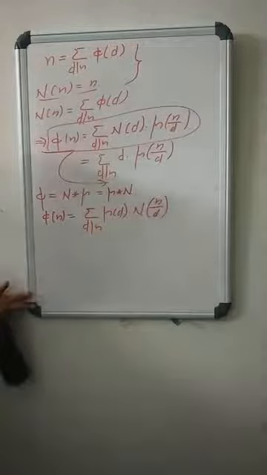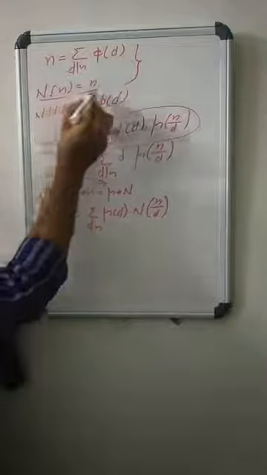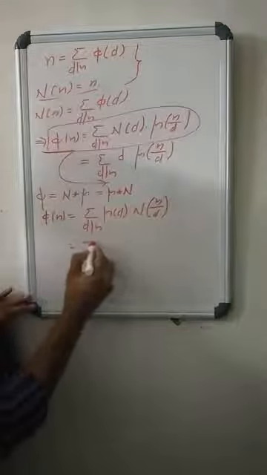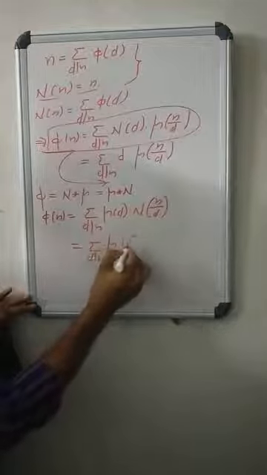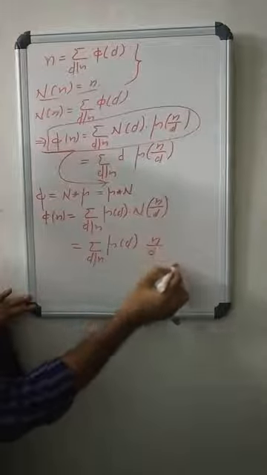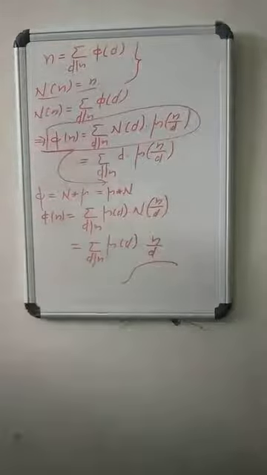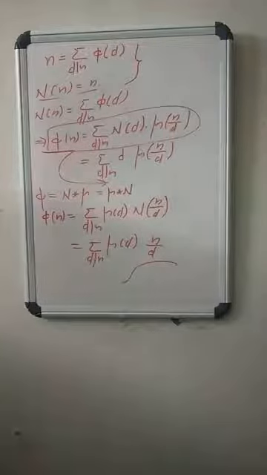N of n by d. What is N of n by d? What is N of n? That is n. So that means phi of n equals sigma over d divides n mu of d into n by d. So this is another result. Phi of n equals sigma over d divides n mu of d into n by d. Okay, right.